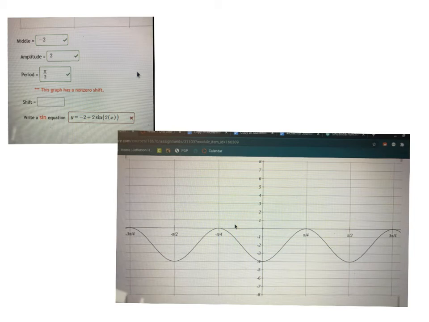Mr. Geiselart here, and I'm going to explain how to find the phase shift in this. If you have the middle, the amplitude, and the period correct, how can you find the shift?